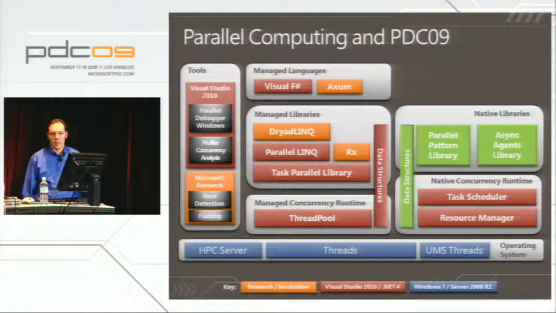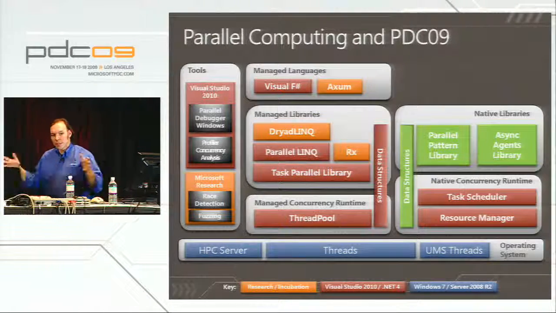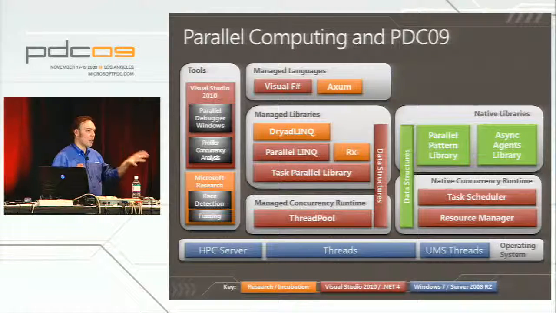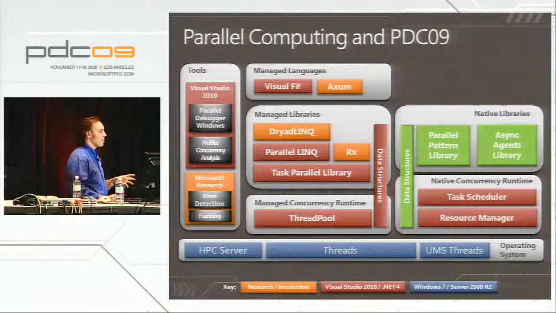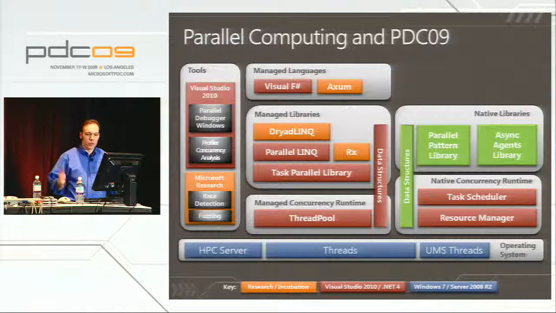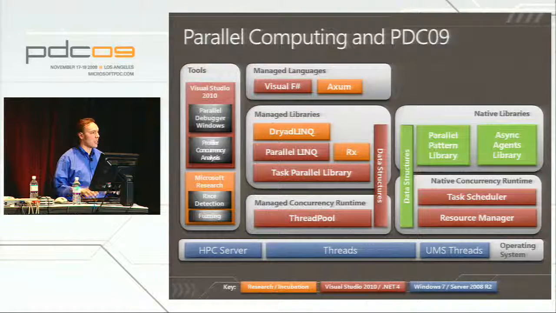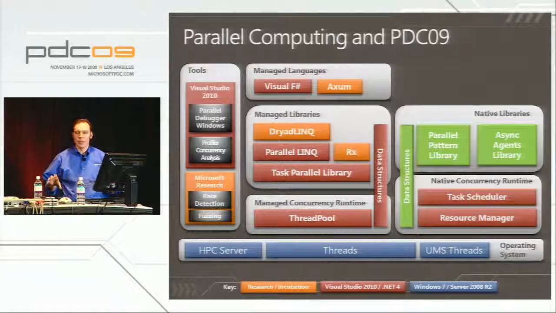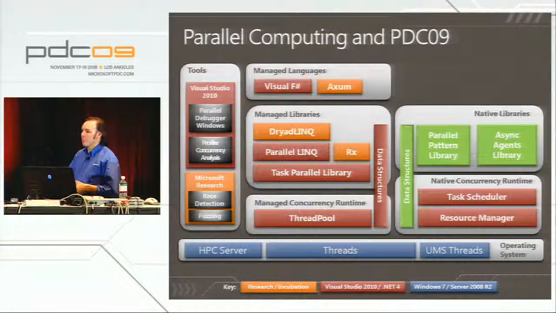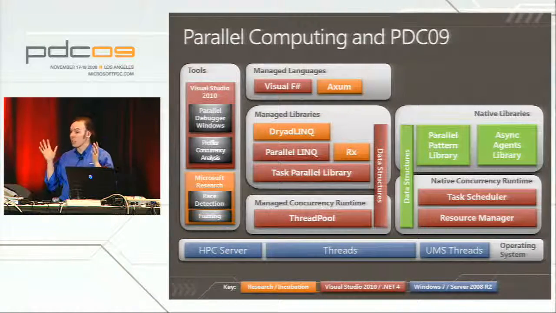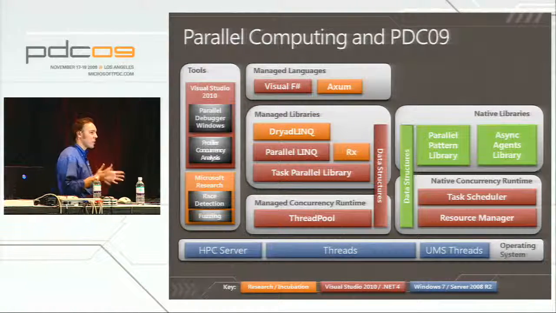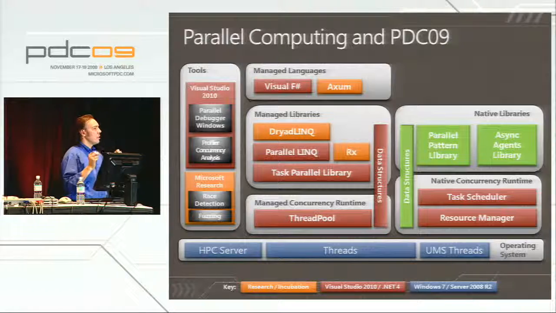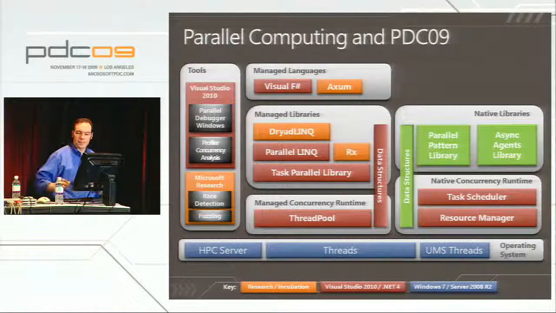And then on the native side, which is what this talk focuses on, we have the Parallel Patterns Library, the Asynchronous Agents Library, and a set of concurrent data structures. We also have the Concurrency Runtime, which is actually a platform for concurrency, which, as I mentioned, Dana will be talking about Thursday. It has a rich task scheduler, and it has a rich resource manager, where the primary resource it manages is CPU resources.